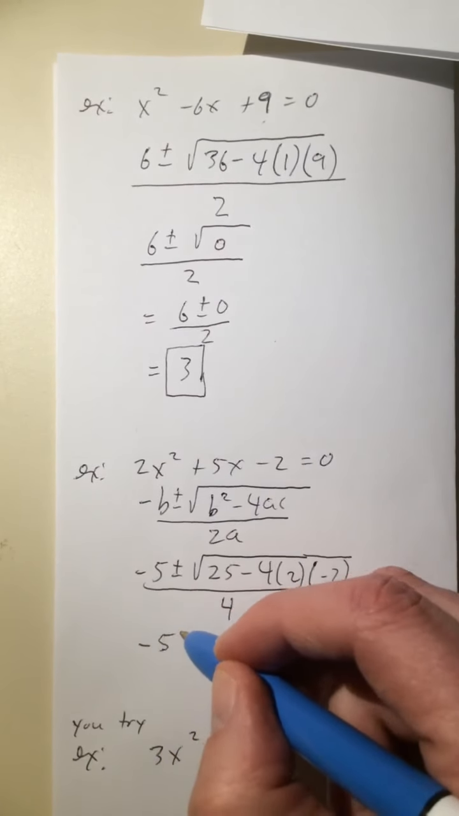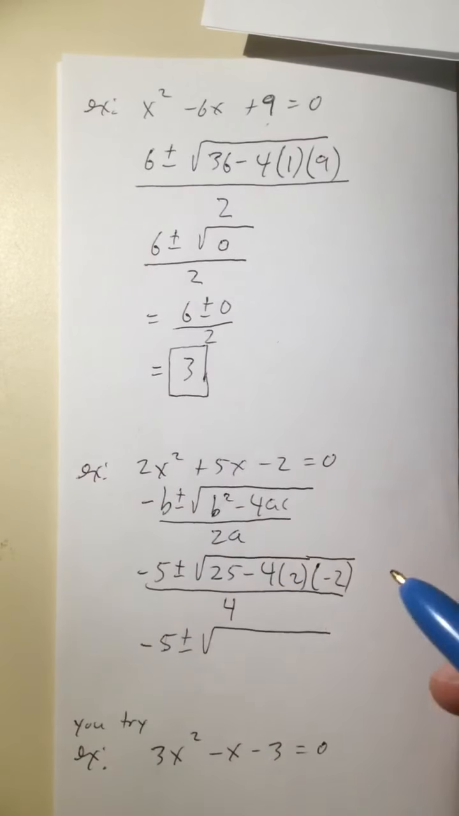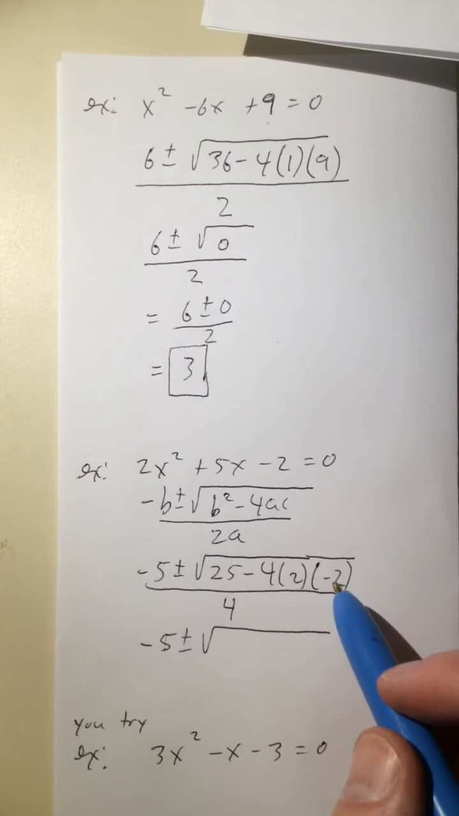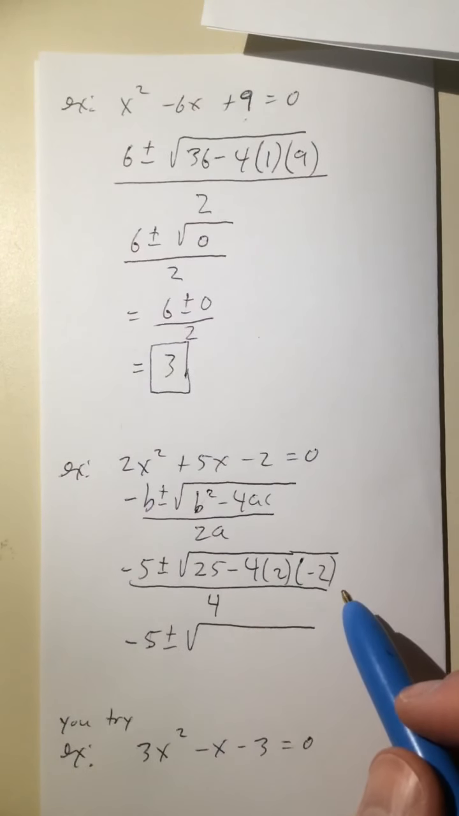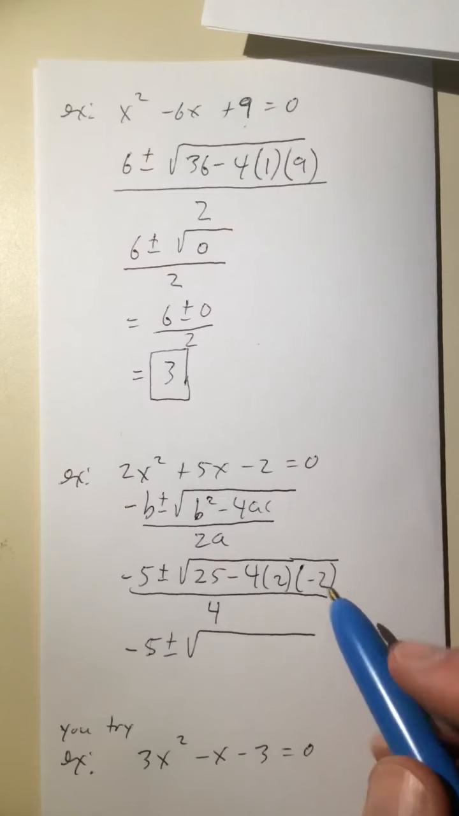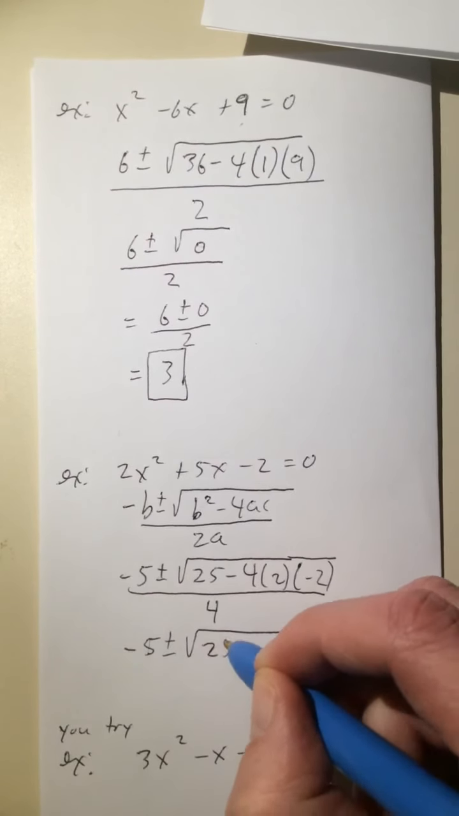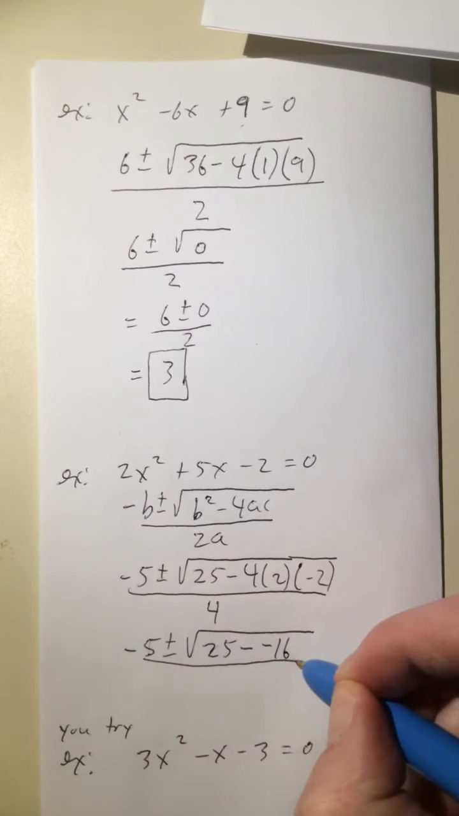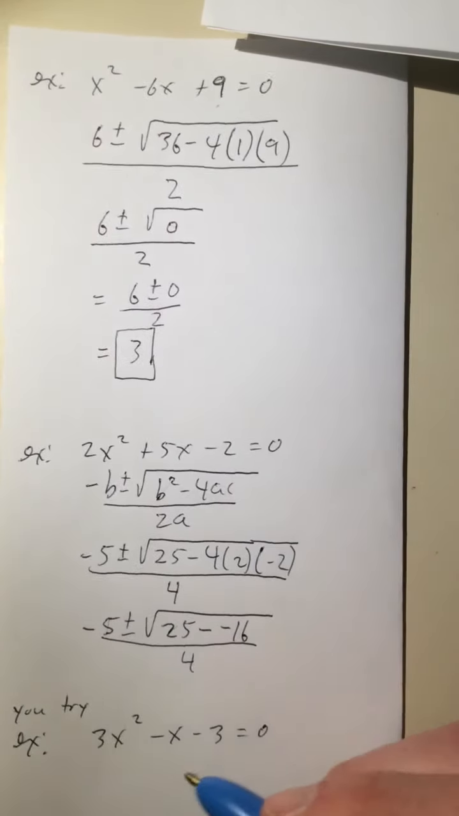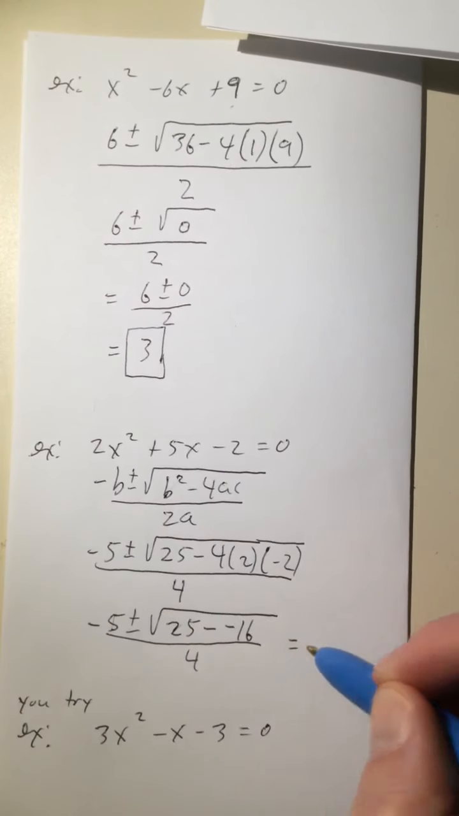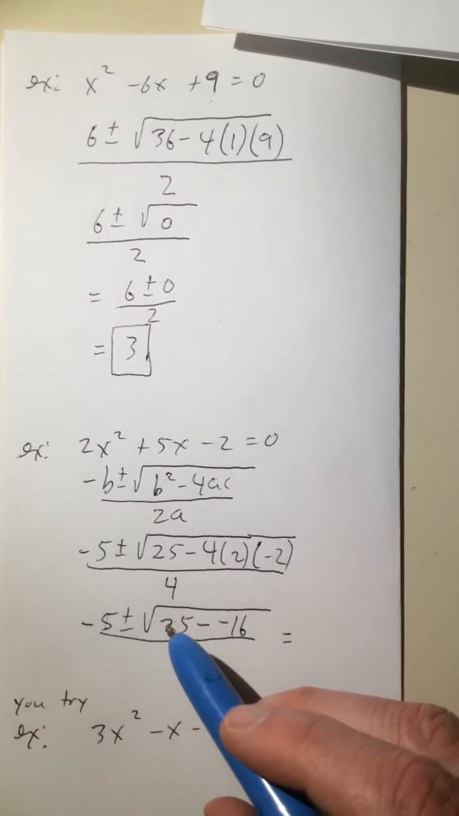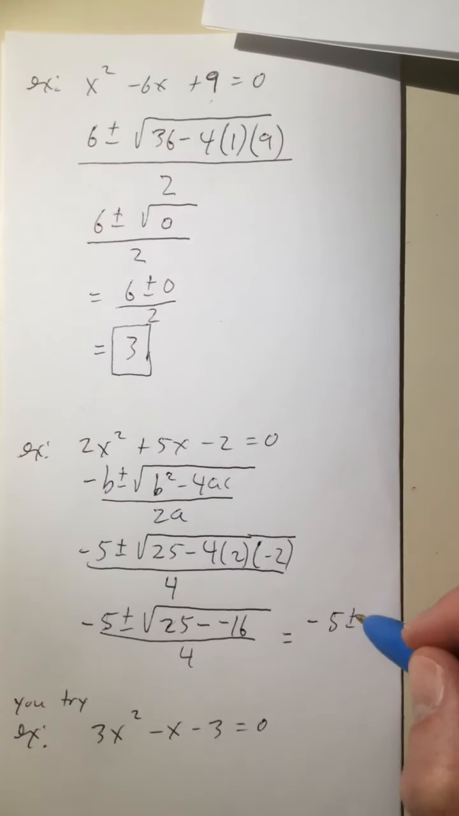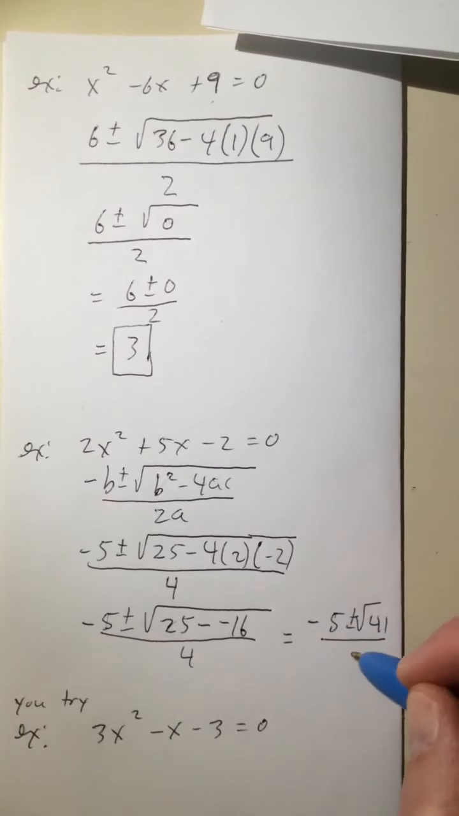And then we have -5 plus or minus the square root of, so 4 times 2 is 8, and 8 times -2 is -16. So 25 minus -16 over 4. We'll actually do the rest of it over here. And subtracting a negative is like adding a positive, so we have 25 plus 16, or 41. So we have -5 plus or minus the square root of 41 over 4.